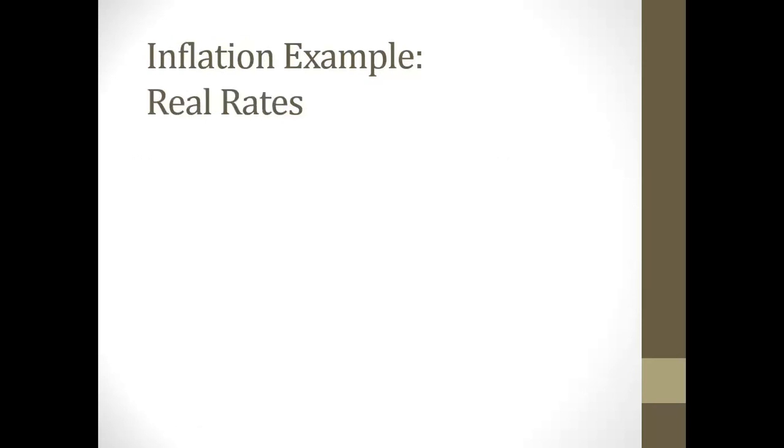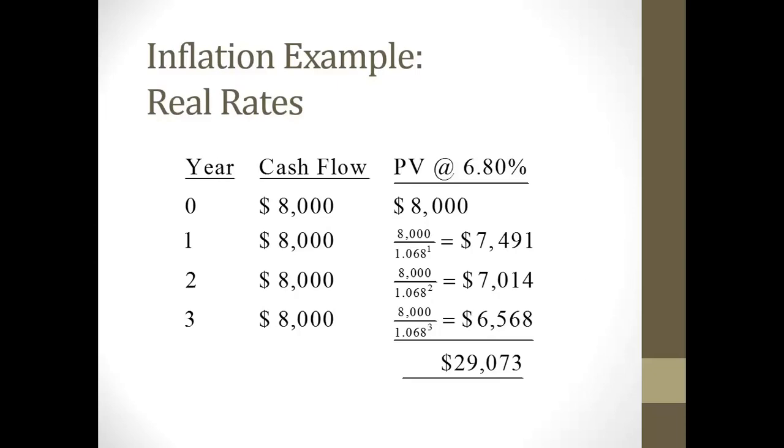However, if I were to use the real cash flows, which is 8,000, 8,000, 8,000, and 8,000 at the end of years 0, 1, 2, and 3, then I have to use a real rate of interest. How do I get the real rate of interest? Well, I do 1.1 divided by 1.03 minus 1, which gives me 0.068. So that's how I get this 6.8%. So 8,000 divided by 1.068 to the power 1 is 7,491. Divided by 1.068 to the power 2 is 7,014. Divided by 1.068 to the power 3 is 6,568.